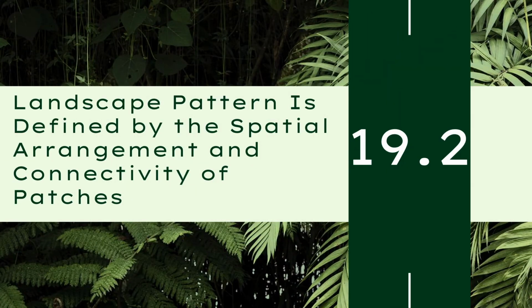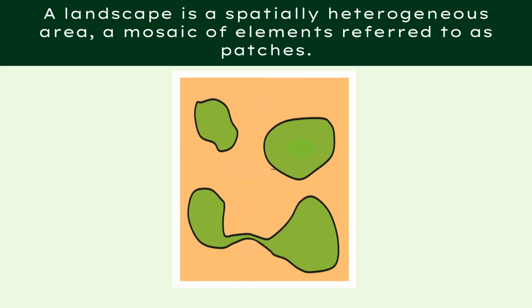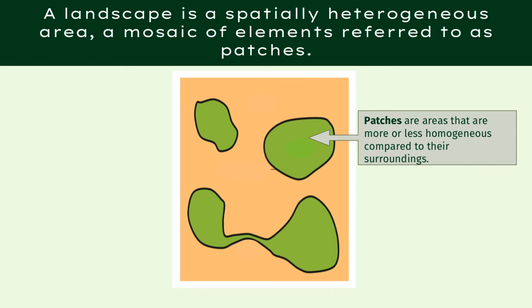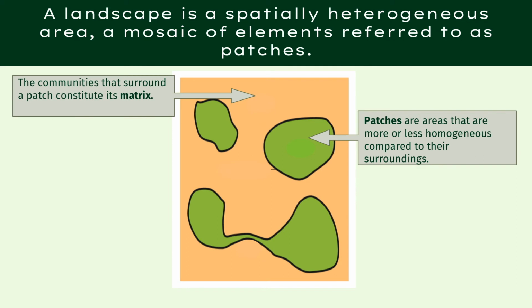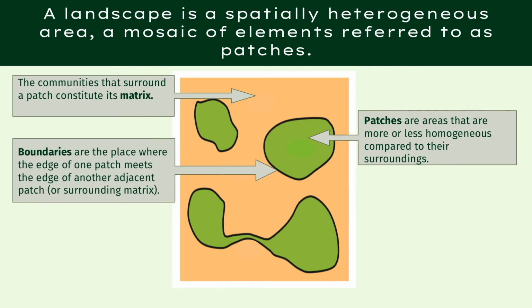19.2 Landscape pattern is defined by the spatial arrangement and connectivity of patches. A landscape is a spatially heterogeneous area, a mosaic of elements referred to as patches. Patches are areas that are more or less homogeneous compared to their surroundings. The communities that surround a patch constitute its matrix, while boundaries are the place where the edge of one patch meets the edge of another adjacent patch or surrounding matrix.